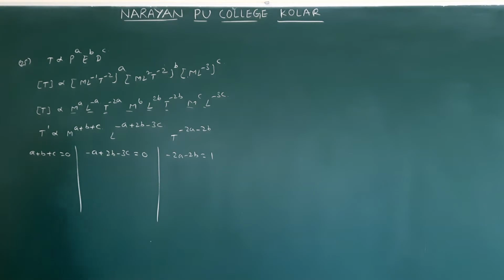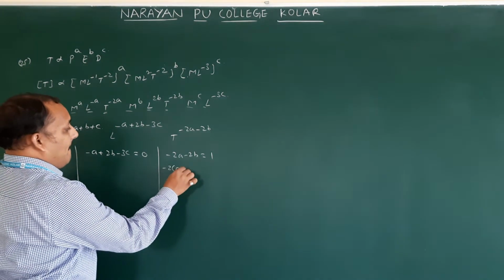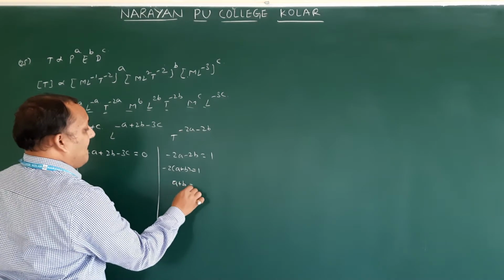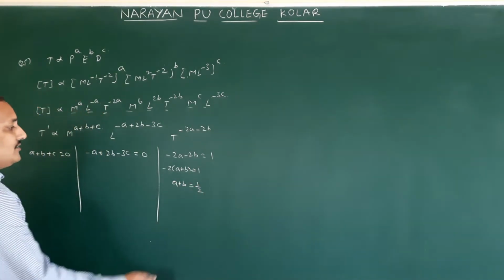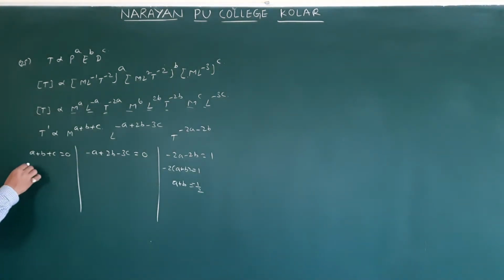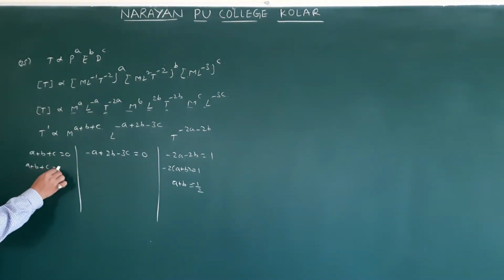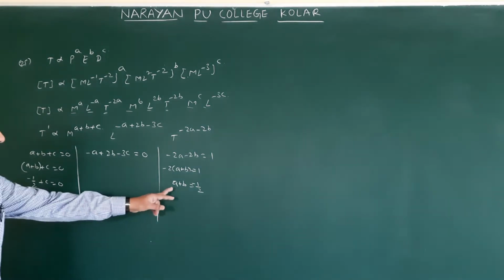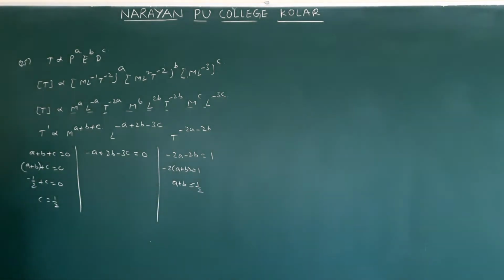Nothing is there next one. So minus 2 common, a plus b. Then a plus b is equal to 1 by 2. Means minus 1 by 2. So a plus b plus c equal to 0. In place of a plus b, how much can we write? Minus 1 by 2. Then c equal to 1 by 2. Isn't it? c equal to 1 by 2 you got. a plus b equal to minus 1 by 2 you got.